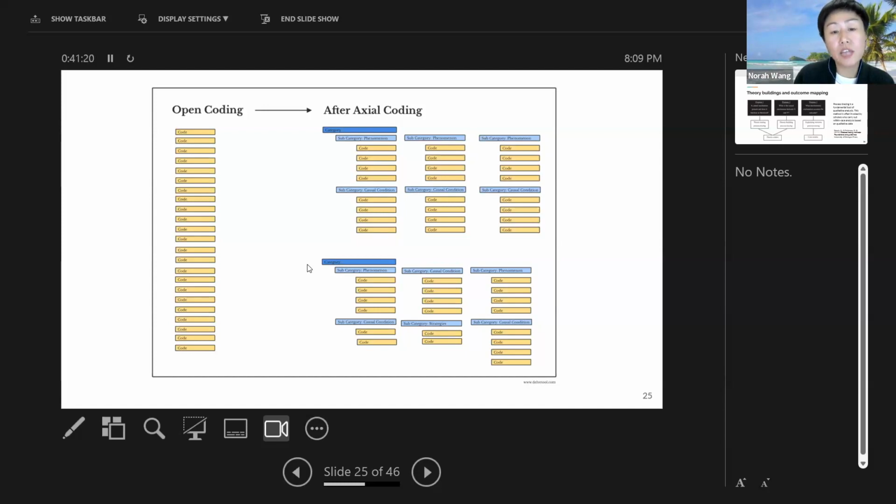And so after you identify those bigger categories, you can think about what the theoretical connections are between those categories, right? What are the theoretical connections between those categories?